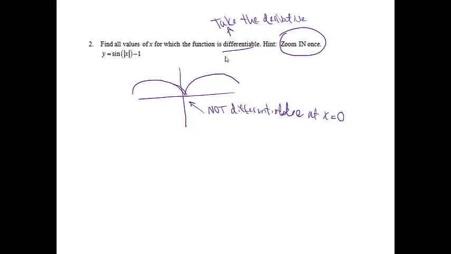So when it says where is it differentiable, it's going to be differentiable from negative infinity until I get to 0, and then from 0 to infinity.